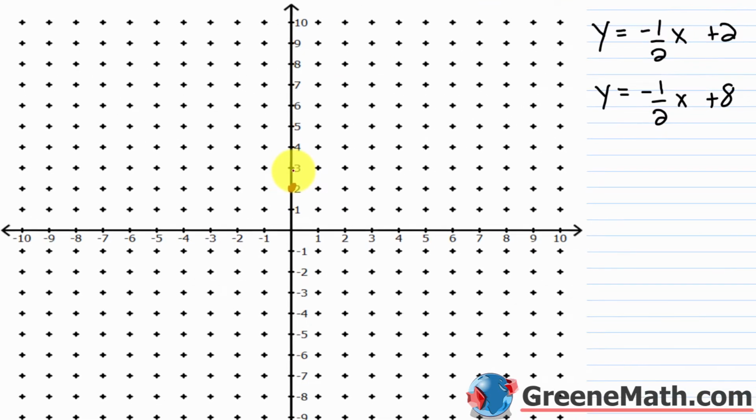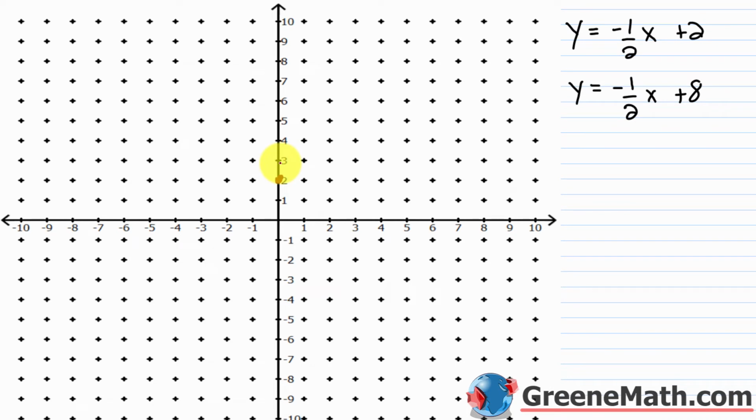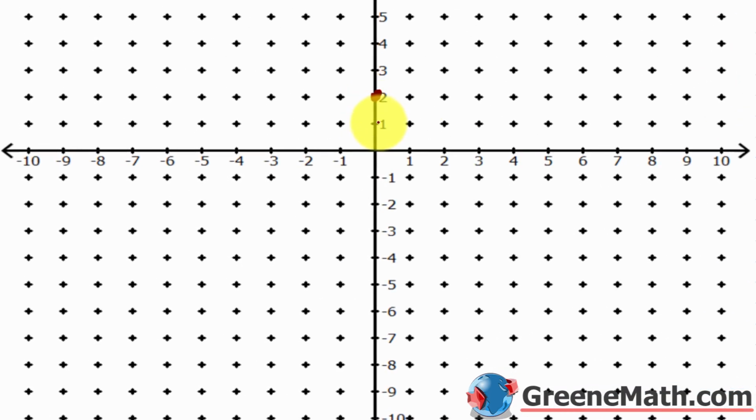And then my slope is negative 1/2. So remember, it's rise over run. So this equals negative 1 over 2, or you could put 1 over negative 2. Doesn't really matter how you kind of think about that. So if my rise is negative 1, that means I fall 1. And if my run is 2, positive 2, that means I go over to the right 2. So 1, 2. So there's my next point. Down 1 over 1, 2. There's my next point, and again down 1 over 1, 2.